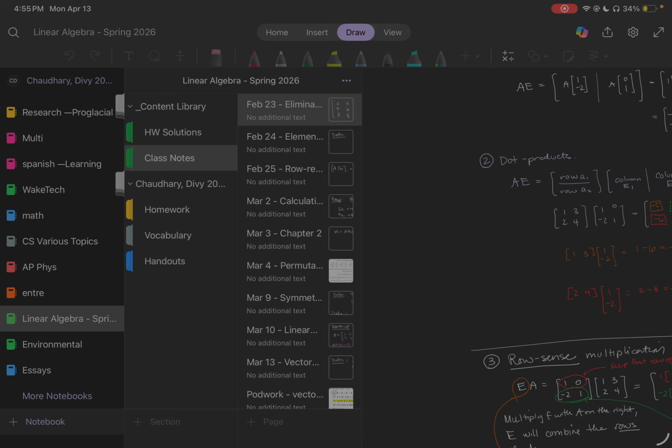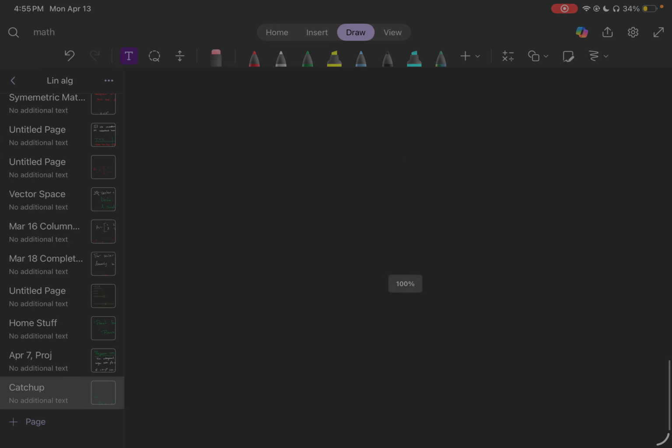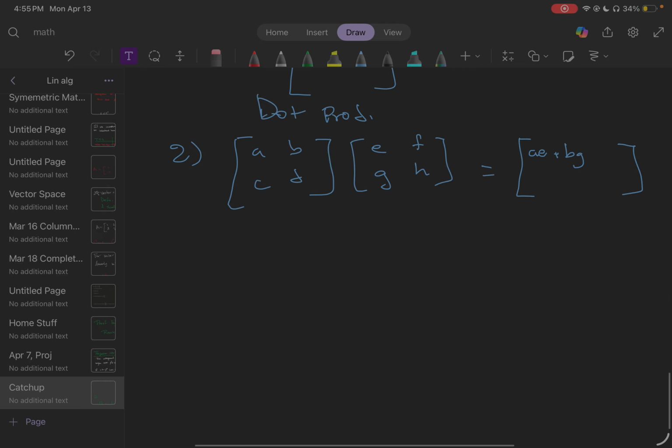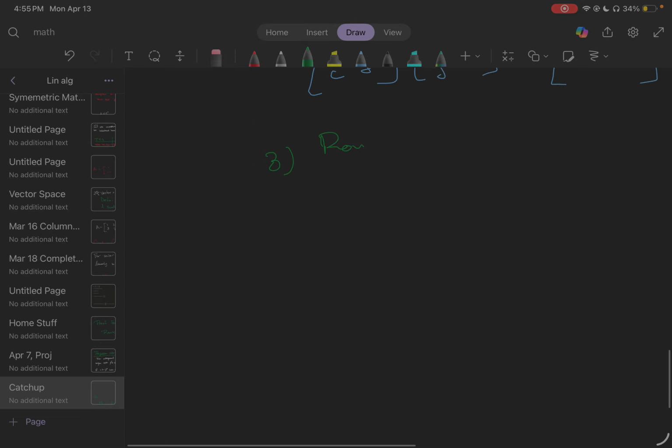Okay, part 3 is row sense multiplication. Something to note: in the first one, we take the full matrix A, and in the second one, we always take the rows and columns. The third one is row sense multiplication. This one's a little different, but in here, we have our A, B, C, D. We look at the rows, G, H, and then we multiply them to the columns, but in matrix form.